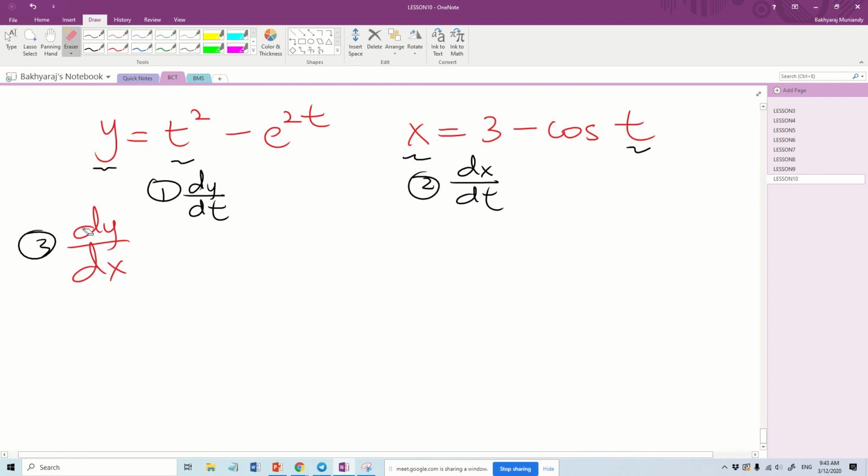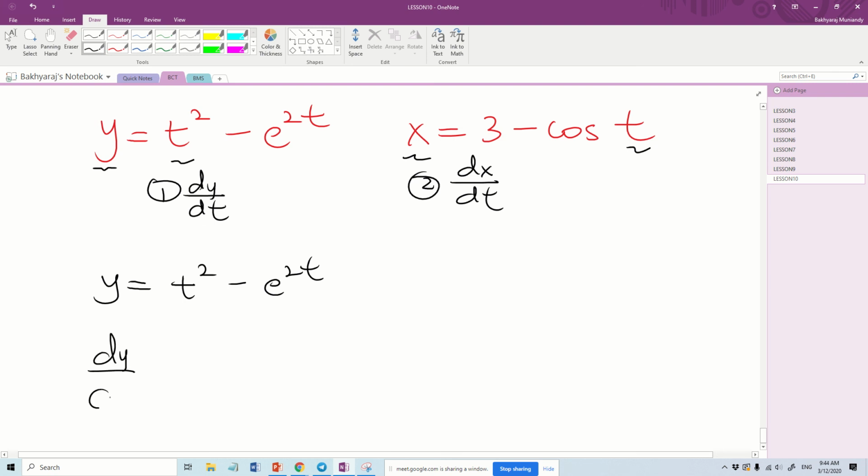Okay, first, how to get number 1? Number 1, dy/dt. So first, y equal t square minus exponent 2t. So we differentiate dy/dt, you get equal 2t minus 2 exponent 2t. Yes, correct. So when you differentiate, you get t square become 2t minus 2 exponent 2t.